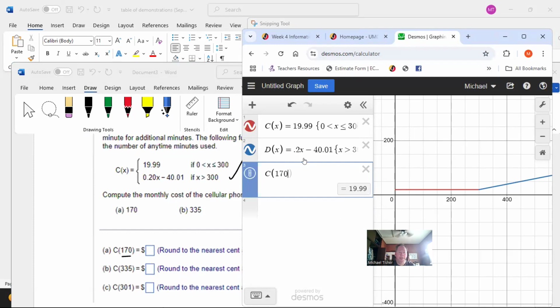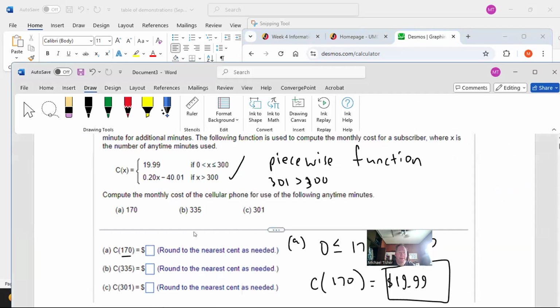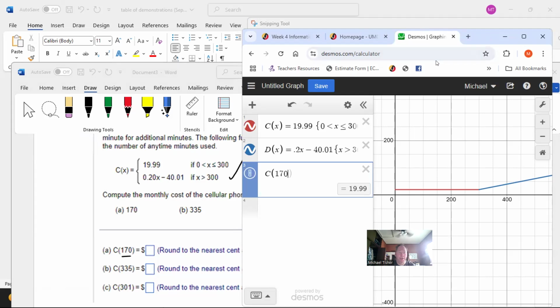Now for the next one, the B part, it's 335. We're given 335 for that one, and we already know that it'll be the second one. So we'll put in d. If you try to put in c of 335, it'll just tell you what to find, because c of x only goes between 0 and 300. So to get the answer for this one, we have to put in d. d of 335 is 26.99, which was correct. And then the C part was 301. It was 20.19, and that was also correct.